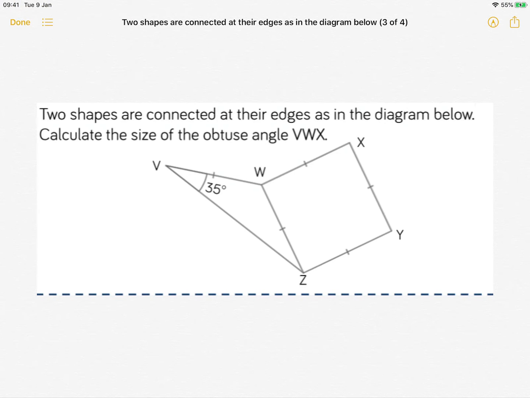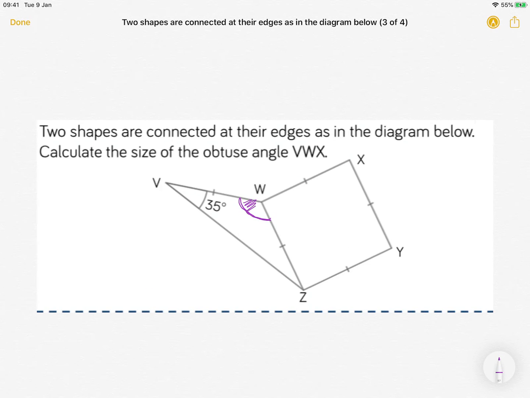So it says two shapes are connected at the edge in the diagram below. Calculate the size of the obtuse angle VWX. So VWX, remember that letter in the middle is where the angle's created. So that's the one I'm trying to find. So that's good that I know what that is. It's obtuse because it's bigger than 90 but smaller than 180. And notice that all of these lines mean that this shape is a square. XWZY is a square.